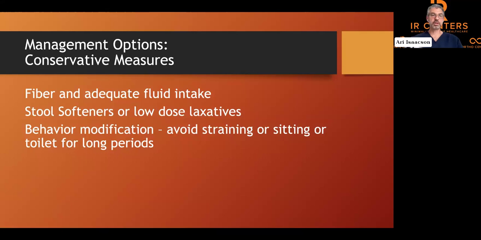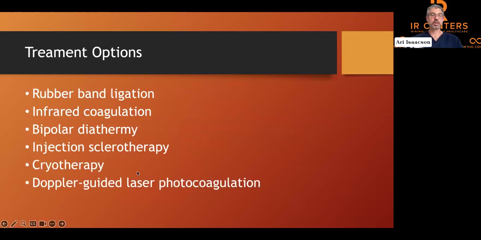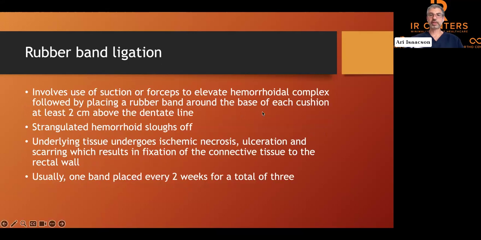Now, if those measures don't work, then the next step is usually people go to a gastroenterologist and they're offered some of these treatment options. These are a bunch of different options that are available through gastroenterology, and I'm just going to go through a few of them just for background. So we're going to talk about rubber band ligation, because this is the most common thing that patients will get done to treat their internal hemorrhoids.